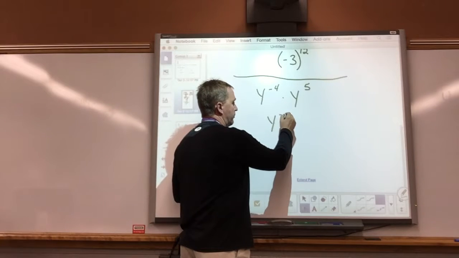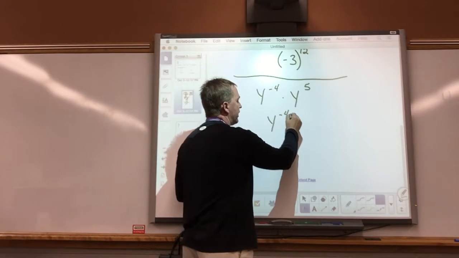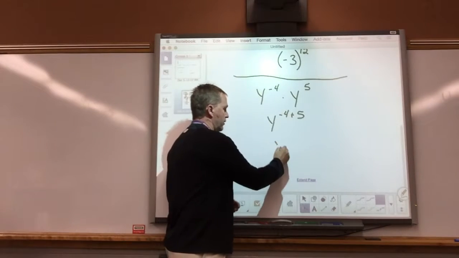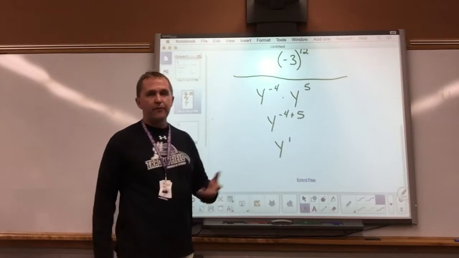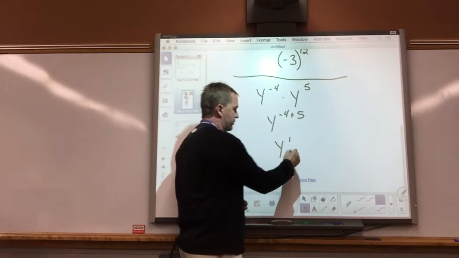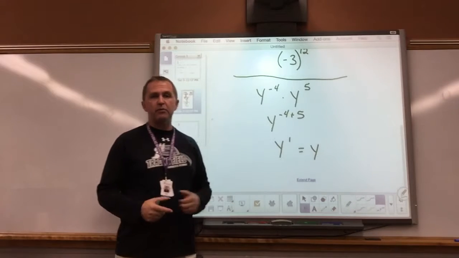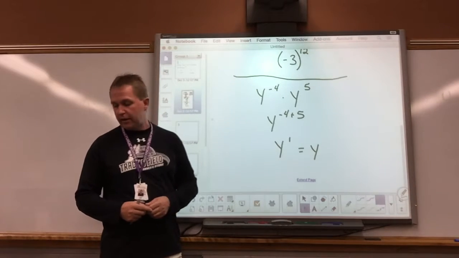And in this case, we'll keep the common base of y, and we'll take negative 4 and we will add 5 to it, which should give us y to the first power. It's up to you whether you want to write the one. We could certainly simply write that as y. If there's no power written, it's assumed to be a 1, so either of those would be okay in this case.